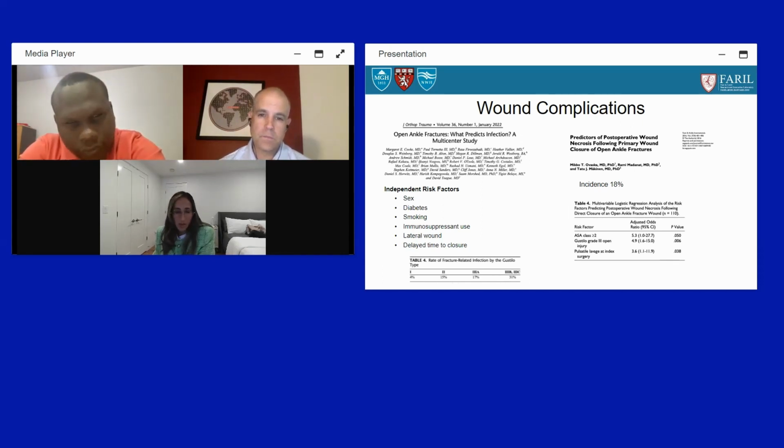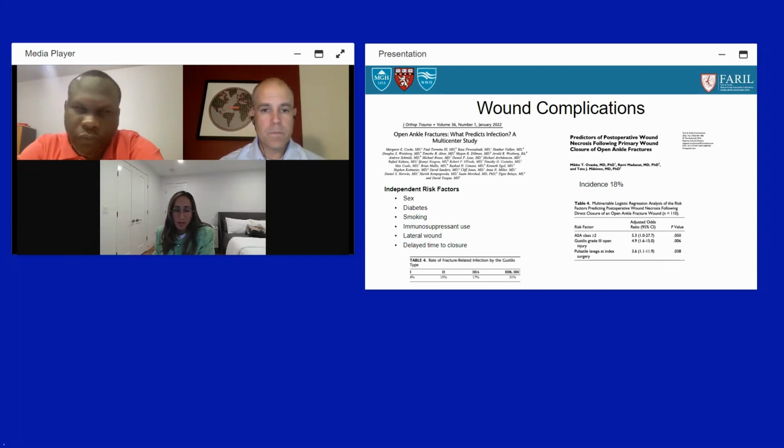And some of these factors are not surprising to all of us: being male, having diabetes, being an active smoker, being under any type of treatment that is causing immunosuppression, having a lateral wound, which I feel plays a protective factor, given that over 90% of people have a medial wound. But having a delayed time to closure, where they talk about an average of more than 18 or 19 hours, is an independent factor for having an infection after an open fracture.